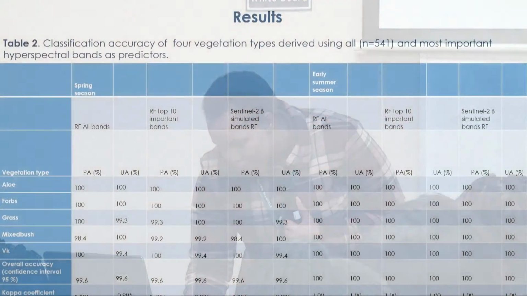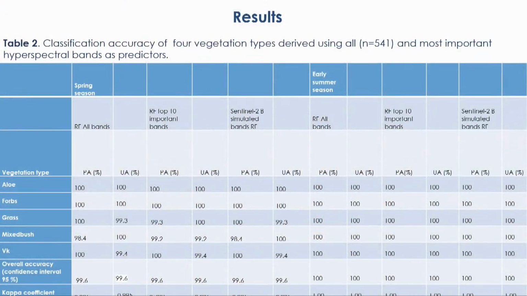From this table, we were able to determine that Vachellia karoo can be differentiated from the other vegetation using the spectral data, as we can see there with the 100% accuracies. We were also able to determine that there were not much differences between classifying using spring data or the early summer season. However, we also deduced that the best results were obtained during the early summer season.